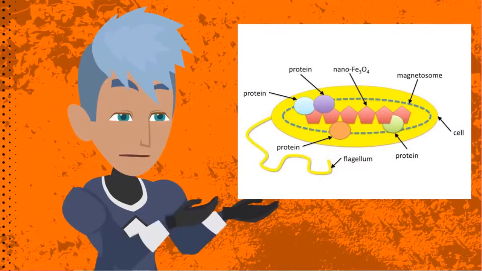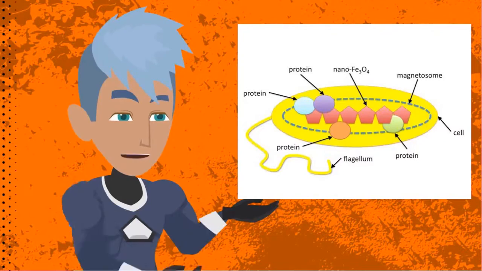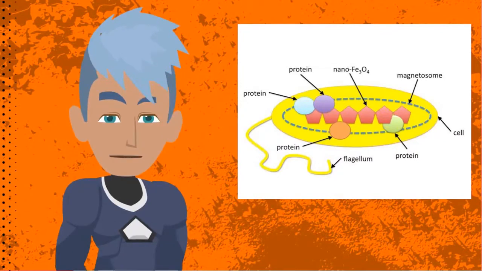The magnetosomes can produce a foldable compass needle many times more sensitive than a man-made apparatus. These very precise sensors are used for navigating short distances.